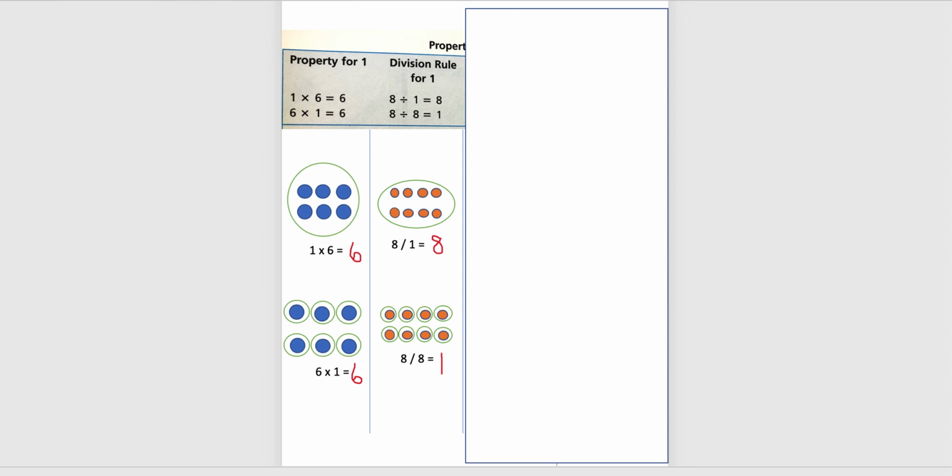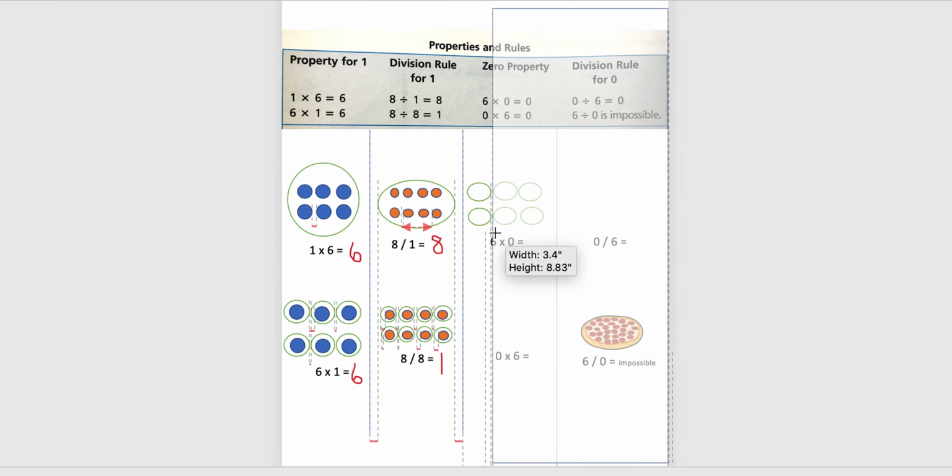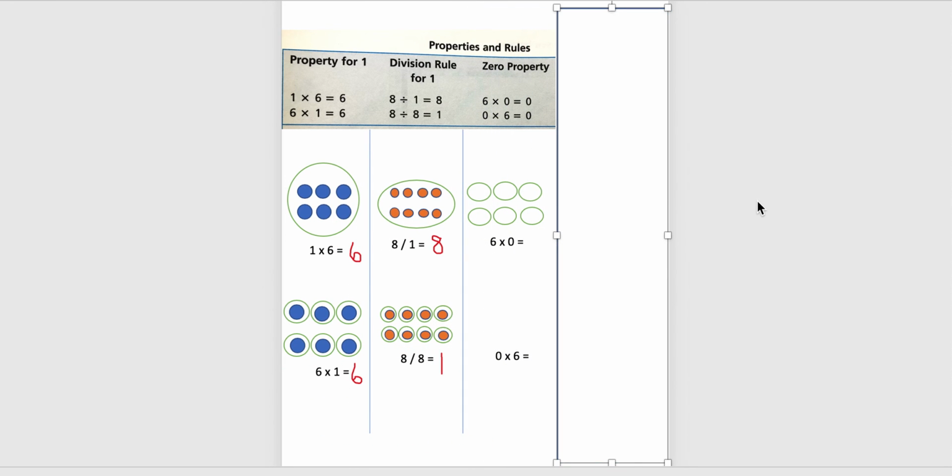Hopefully these visuals help you understand these a little bit better. So that's the division rule for 1. Now let's move on to zeros. This is where things might get a little bit tricky.